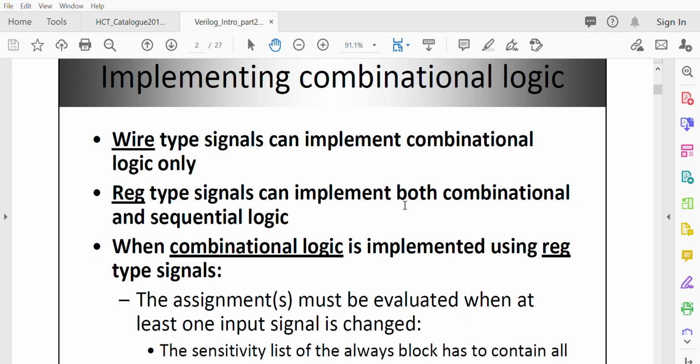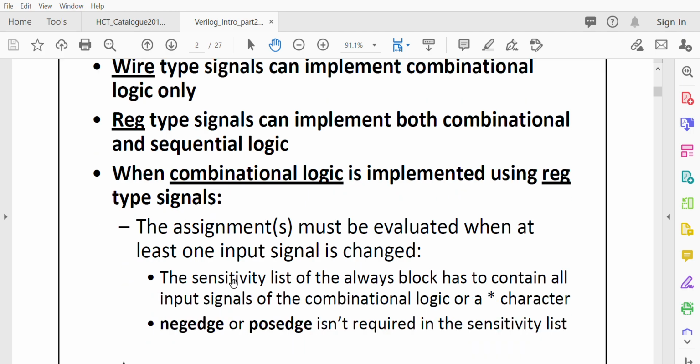Implementing combinational logic. Wire-type signals can implement combinational logic only. Reg-type signals can implement both combinational and sequential logic. So when combinational logic is implemented using reg-type signals, the assignments must be evaluated when at least one input signal changes. So the sensitivity list needs to include one of the input signals.